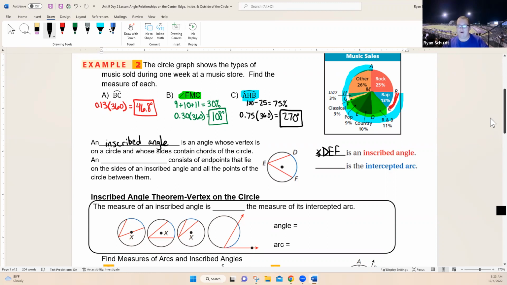An intercepted arc consists of endpoints that lie on the sides of an inscribed angle and all the points of the circle between them. So arc DF is an intercepted arc.